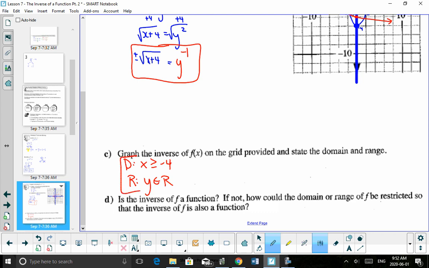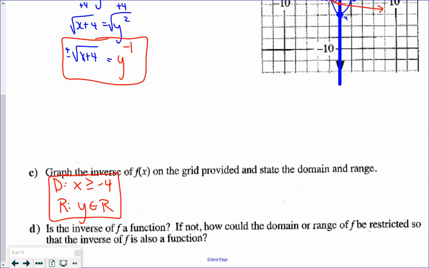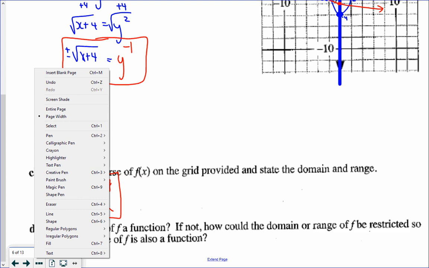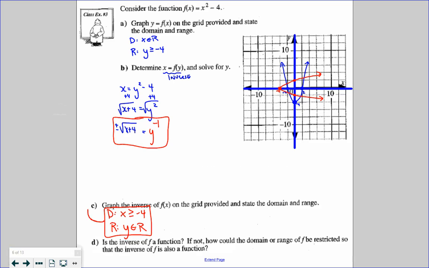Now just take a second and compare that to this answer right here. Notice they are switched. The domain was x is real. Now that is the range. The range was y is greater than -4. Now that is the domain.